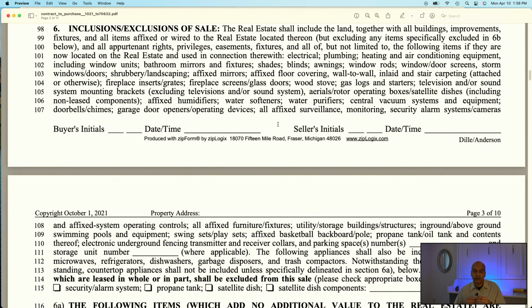note it in here. This paragraph also includes a list of things that are considered fixtures that need to stay. Things like blinds, storm doors, window doors, shrubbery, landscaping, affixed humidifiers, water softeners, water purifiers, central vacuum systems, smart doorbells, garage door openers. So basically things that are fixed and attached to the house need to stay with the house. And also things that are in the house right now. Let's say a house has a particular fixture, particular brand of fixture. It's a premium brand. When the buyers move in, if that premium brand isn't there, if the sellers happen to go take out the old fixtures and put in these old cheap ones, there could be problems there.